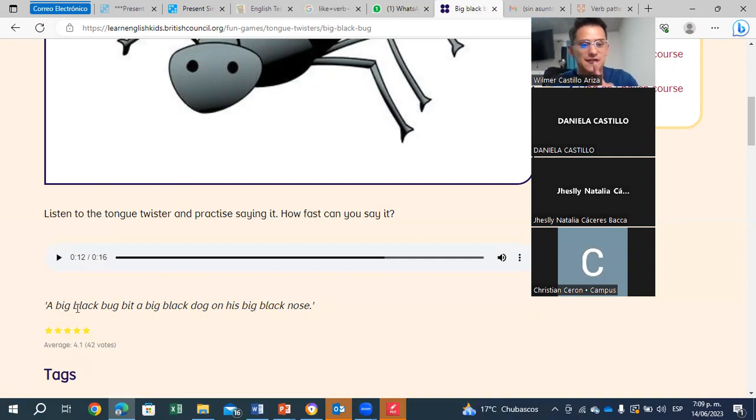At the beginning, when I read this tongue twister the first time, I was like, a big black bug, but a big black. But maybe it's because I have taught this so many times that right now I say it really quickly. You know, a big black bug with a big black dog on his big black nose. It's just a matter of practice. Okay. Remember that American people usually turn the T into an R sound when the next one is a vowel. They don't usually say bit a, they say bira.